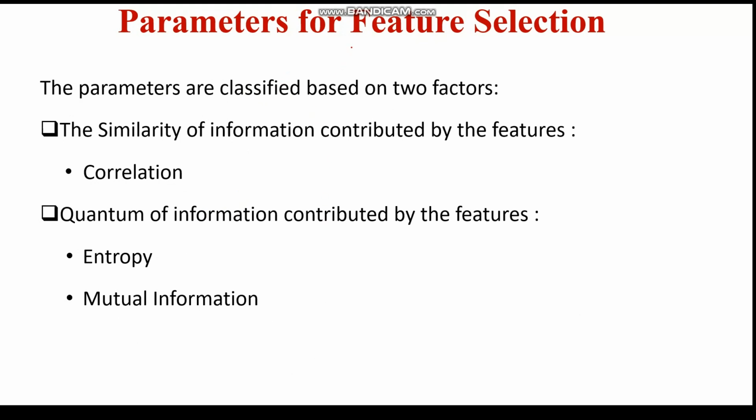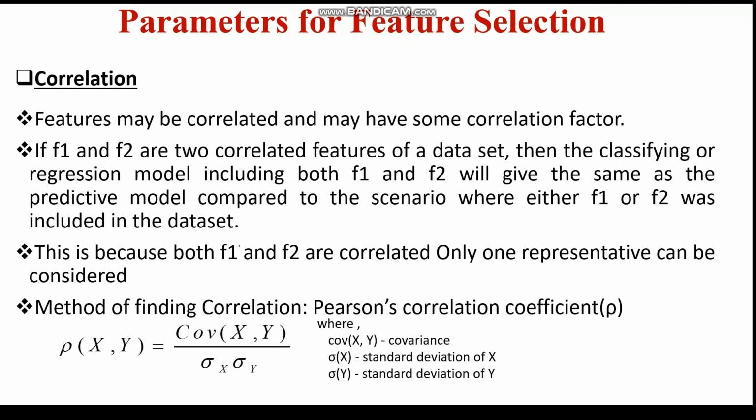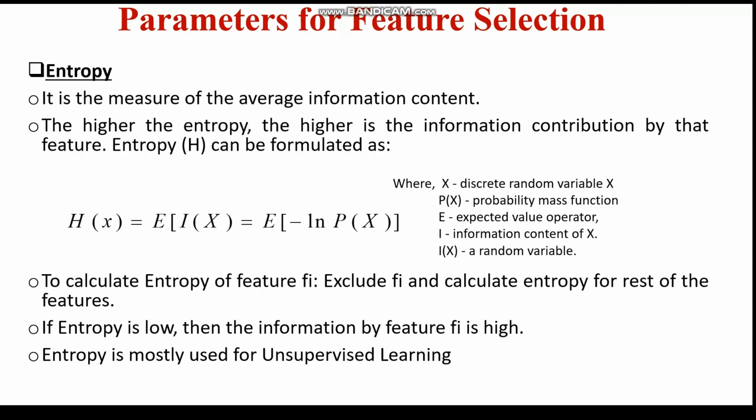So we have few parameters that are there for feature selection, that is correlation, entropy or information gain, and mutual information. So correlation we have already discussed. I have uploaded a separate video of correlation and covariance, so you can watch those videos for understanding correlation. About entropy, we have discussed in decision trees, and I have also uploaded one separate video for entropy. You can watch that video on the channel.